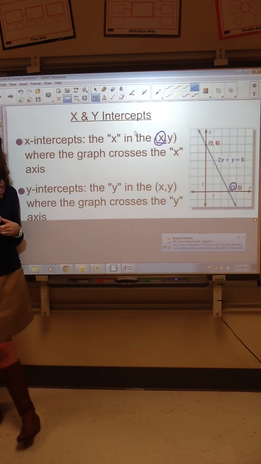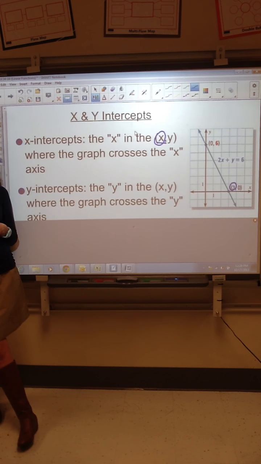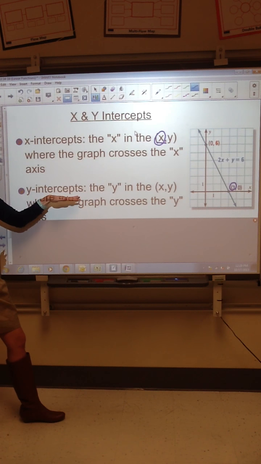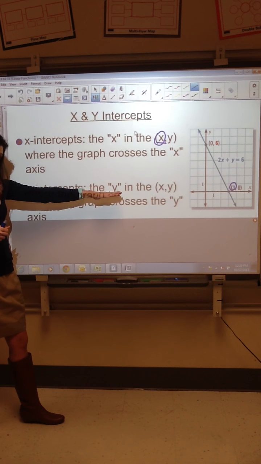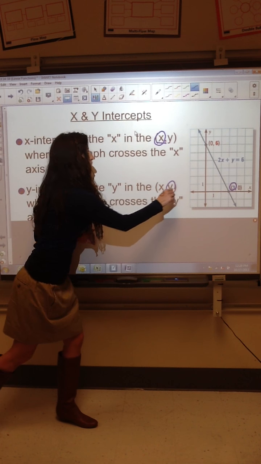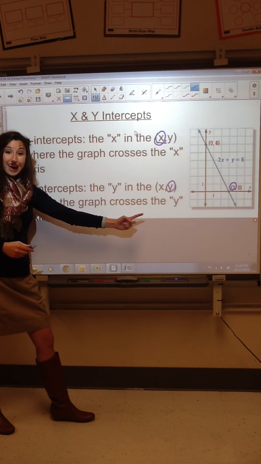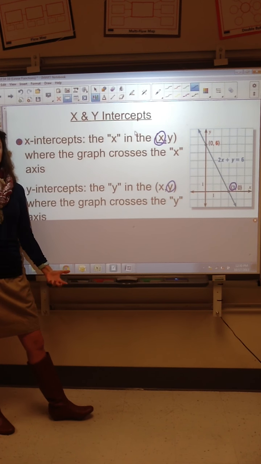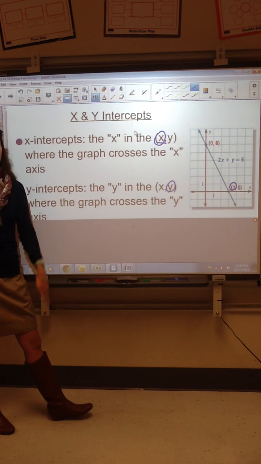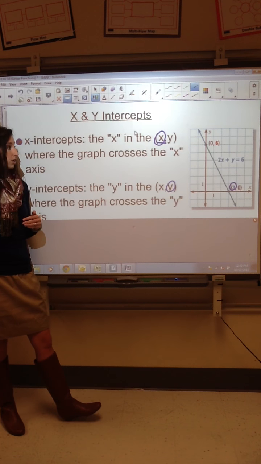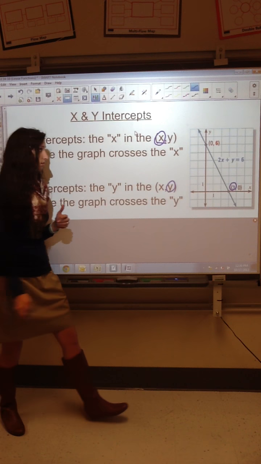Same thing for the y, only now we're talking about the y-axis. So everybody in your notes, go ahead and write down y-intercept. Okay? The y-intercept is the y part of the xy coordinate where the graph crosses the y-axis. So with your arms, show me. What is the y-axis? Up and down. Okay, so we're going to take a look at our graph. Up and down. Where does the blue line cross the y-axis?